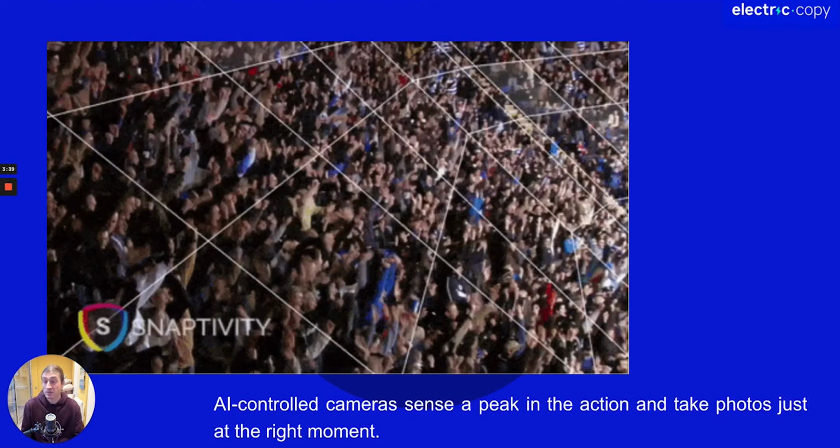Snaptivity is a system that involves AI-controlled cameras that are set up in a sports venue. But the cameras don't take pictures of the players, they actually take pictures of the crowd. And they're able to sense when the action is peaking, and they take photos of the crowd just at the right moment when everybody's getting excited and getting out of their seats.